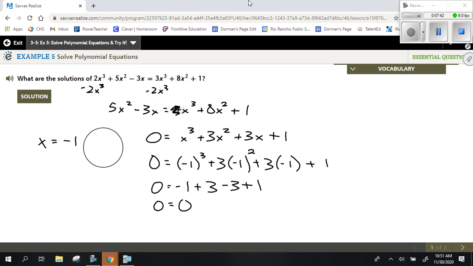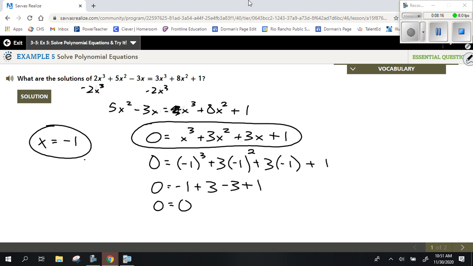It's the only solution where it crosses the x-axis. We could find out if there are imaginary solutions as well by dividing by the quantity x plus 1, but that's not going to be necessary in this case. So my recommendation, if we're going to be solving these, go ahead and get this thing set equal to 0, graph it, find where it crosses the x-axis, and that is going to be your solution.